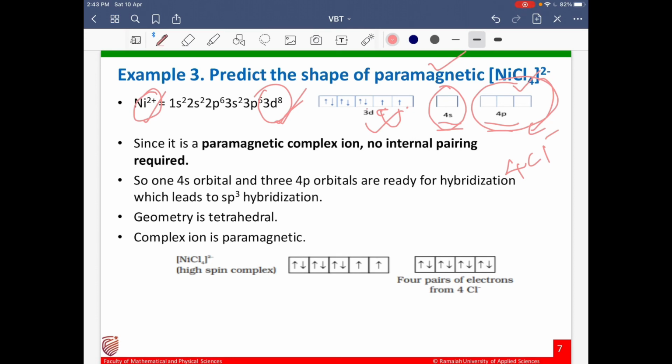So the hybridization is sp3, and the geometry is tetrahedral. The complex ion is paramagnetic in nature.